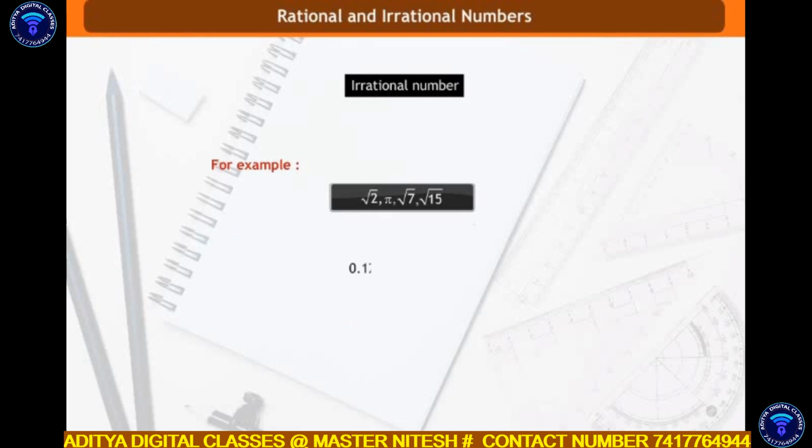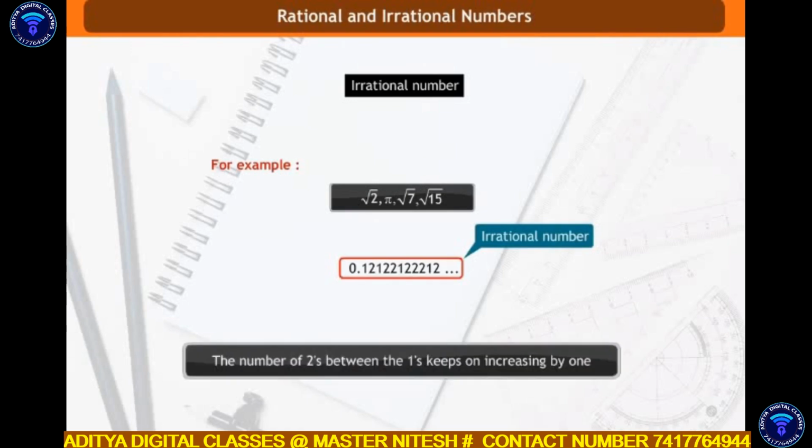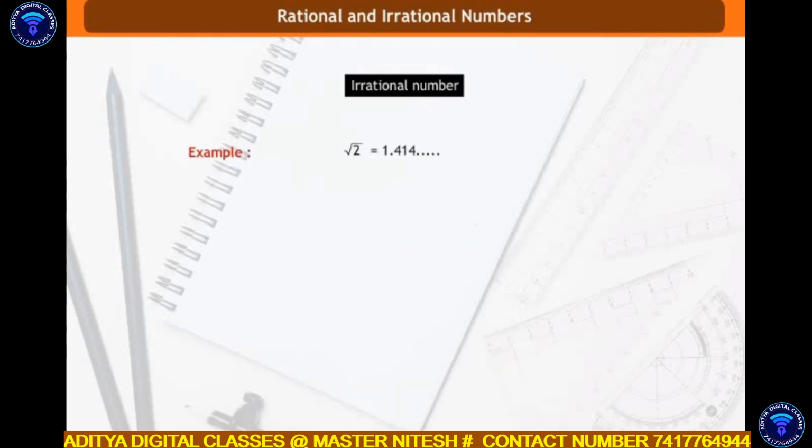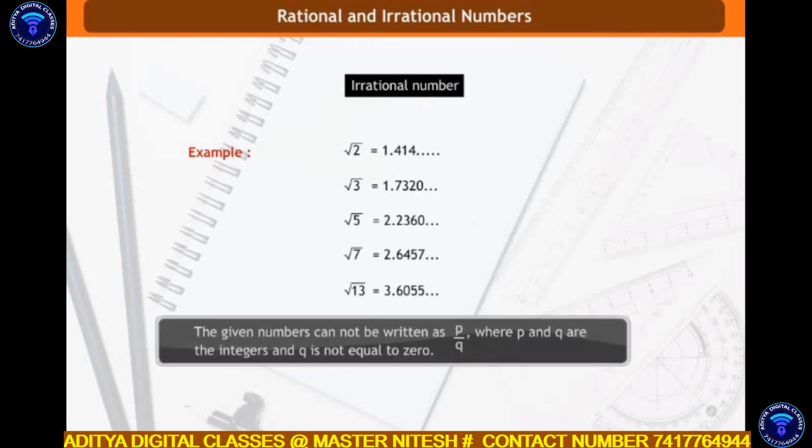Now 0.121221222 and so on is an irrational number, as we see that the number of 2's between the 1's keeps on increasing by 1. The irrational numbers are part of a set which has decimal numbers that neither terminate nor repeat themselves. Look at the given examples of irrational numbers.